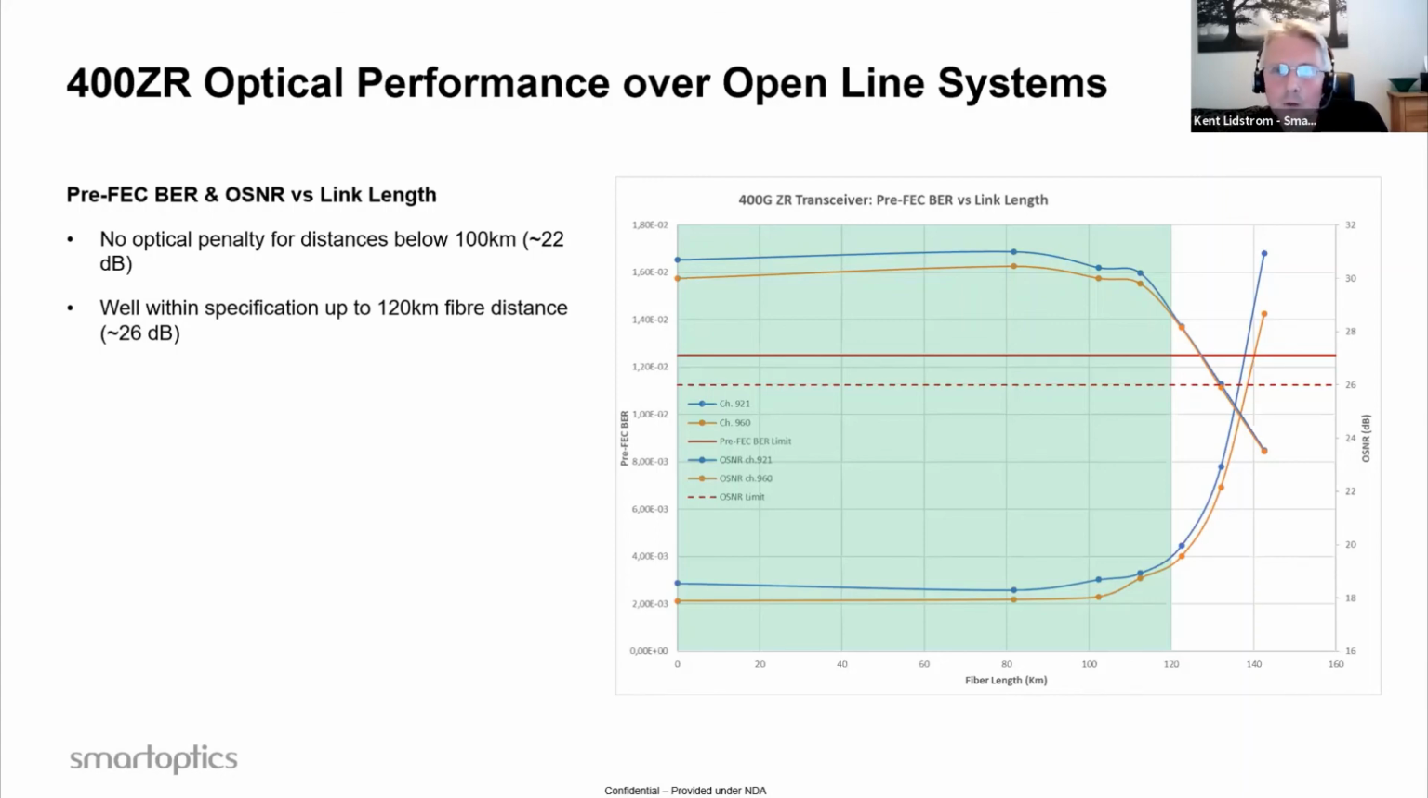If we look at the OSNR, that's the top graph, and it corresponds to the rightmost axis there with OSNR. We have an OSNR of approximately 30 dB, so that's way above the limit, which is the dotted line, 26 dB, all the way up to about 100 kilometer. Then it starts to degrade. So this indicates that you can run the optics without any penalty up to about 100 kilometer. And in this case now, 100 kilometer is actually not a distance limitation. It's an OSNR limitation. So it's 22 dB of link loss.